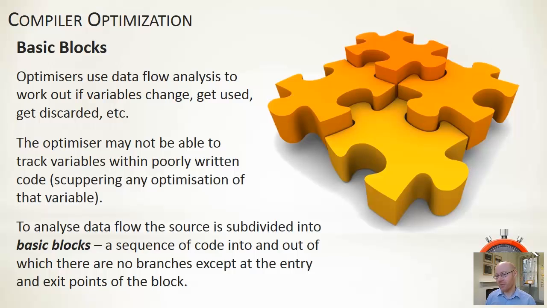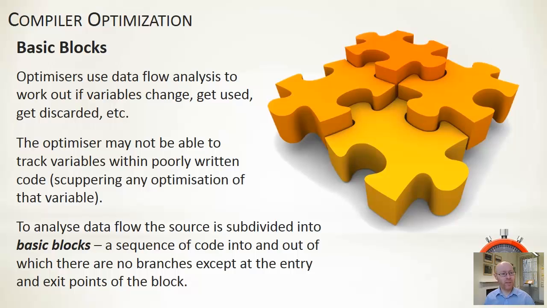And if it can't understand the changes, if it can't track the changes that we're doing because we've maybe written it poorly, it means that it just can't put any optimization in at all. It's going to give up. It's going to say, well, I can't understand that, so I'm just going to go with whatever was there.